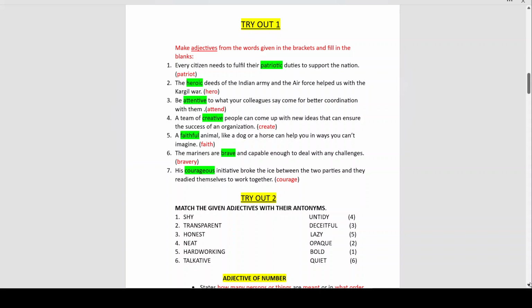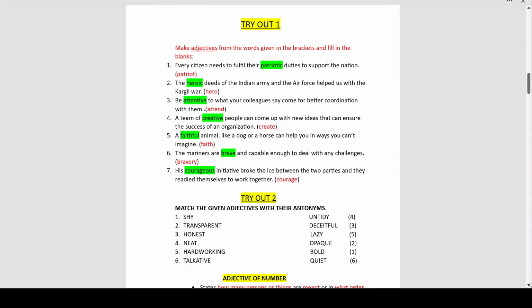Number two, the dash deeds of the Indian Army and the Air Force helped us in the Kargil War. Hero. Now, what is meant by suffix, children? Which we add after the adjective, noun, or verb. So, in this case, it is hero. So, we add the suffix IC to hero, and therefore the heroic deeds of the Indian Army.